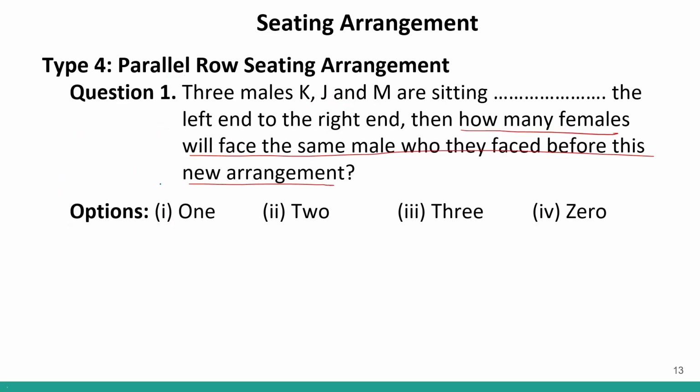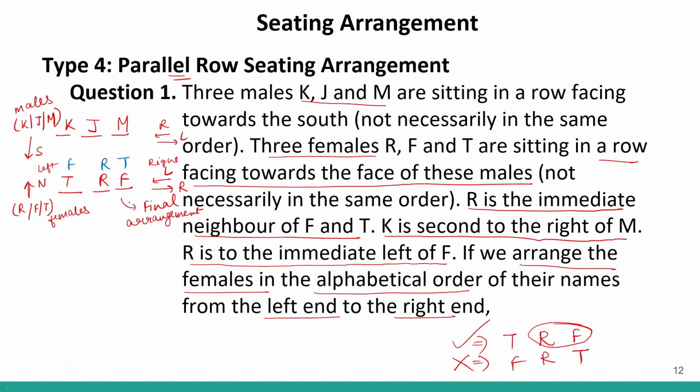Okay? So basically, the question asks how many females will face the same male who they faced before this new arrangement. So we have to compare what males they were facing before rearrangement and what males they are facing after rearrangement. So coming back to the arrangement. Now, initially T was facing K, correct? R was facing J and F was facing M. This was initially. Now after rearrangement, F is facing K, R is facing J, and T is facing M.